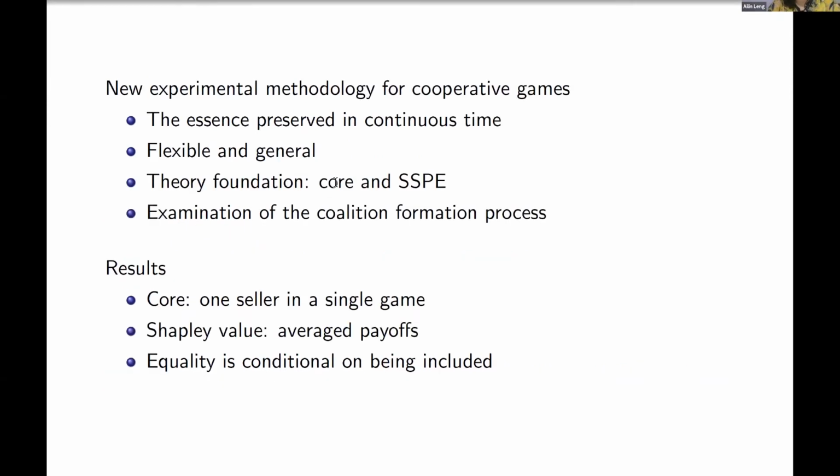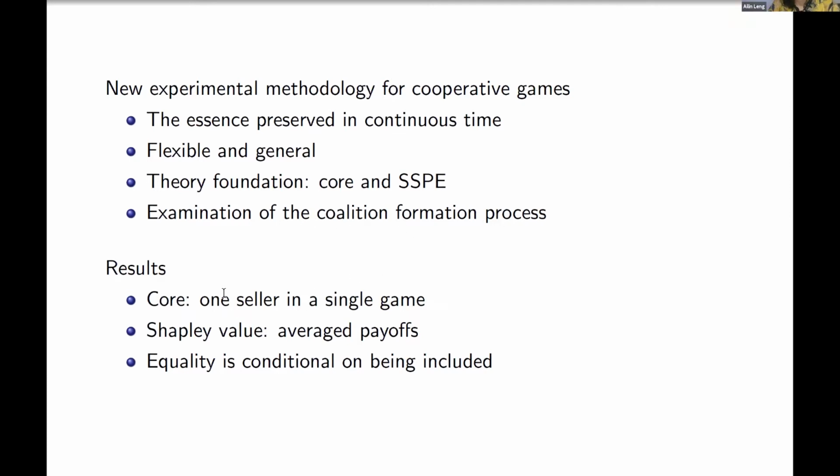So in summary, the main contribution is a novel experimental methodology for cooperative games. It has the following four advantages. The first is that the essence is preserved in a continuous time frame. It is flexible and general. It's not restricted by the number of players or the coalitional value. It's backed up by theory. The core is the same as the stationary subgame perfect equilibrium. It also allows us to have a close examination of the coalition formation process. If I have time, I'll present this part in detail.